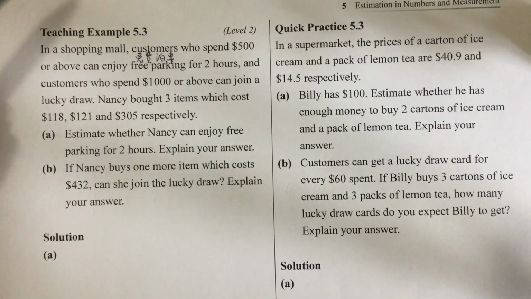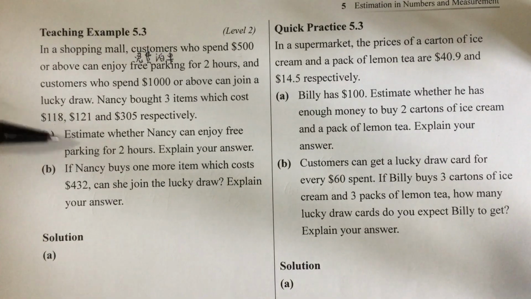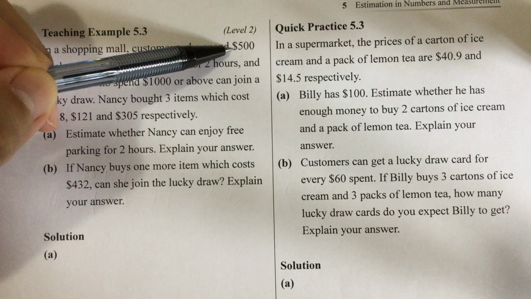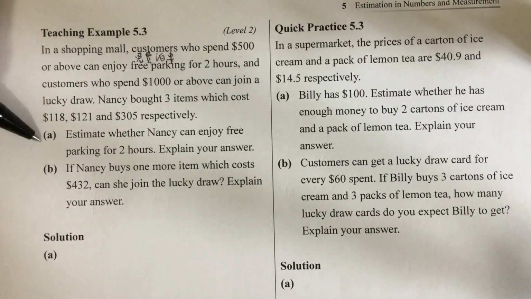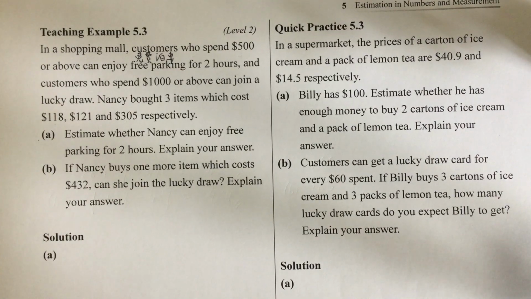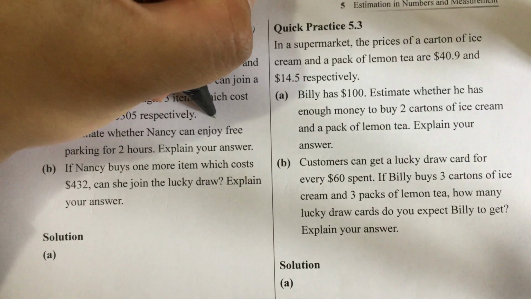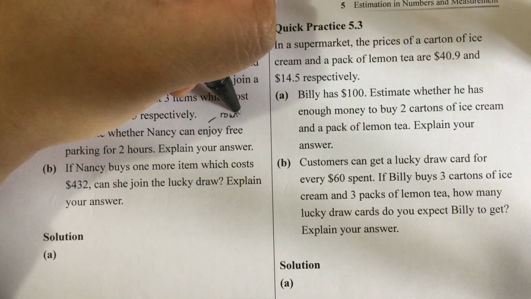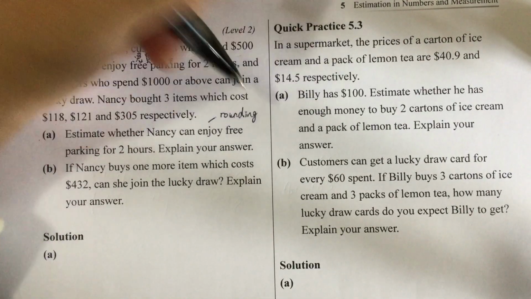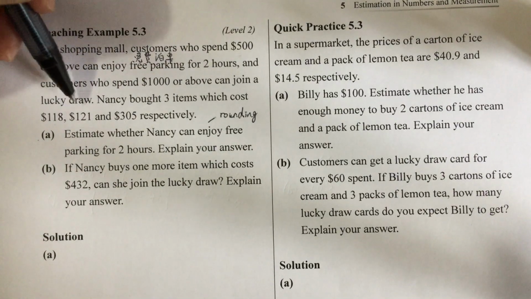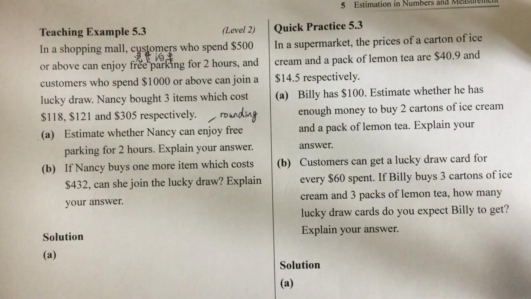In this question, we are going to calculate whether she can enjoy free parking, because that means the total is greater than 500. So in this question, we have rounding off, rounding down, and rounding up here. But the only one we can use here is rounding down. We must get it lower than the original price. If we can get lower than the original price and it can still be bigger than something, that means she must get to enjoy free parking.